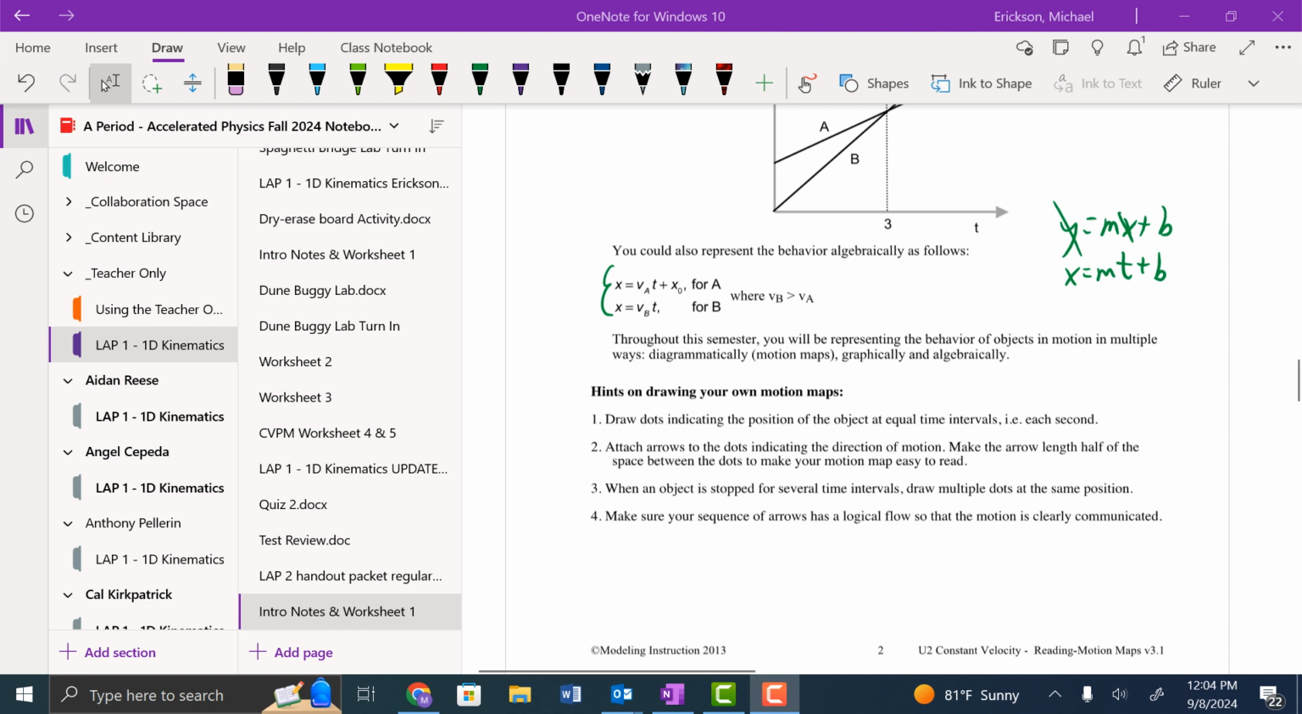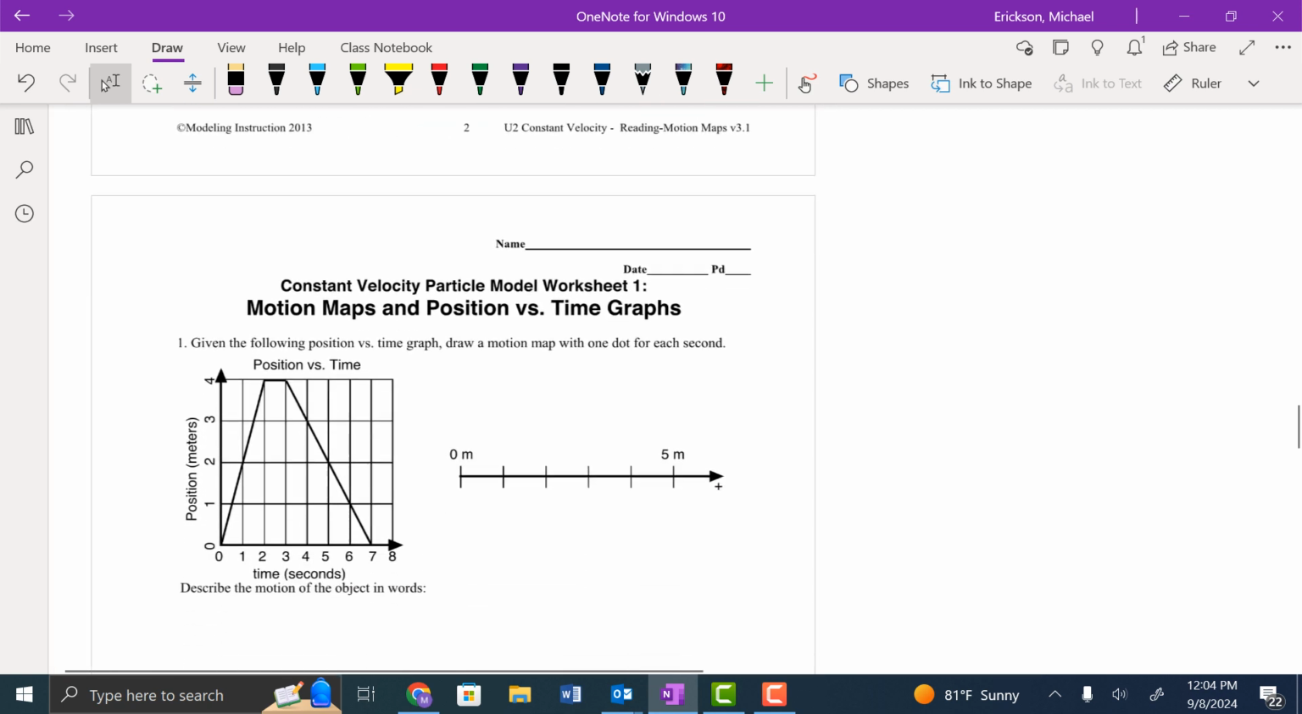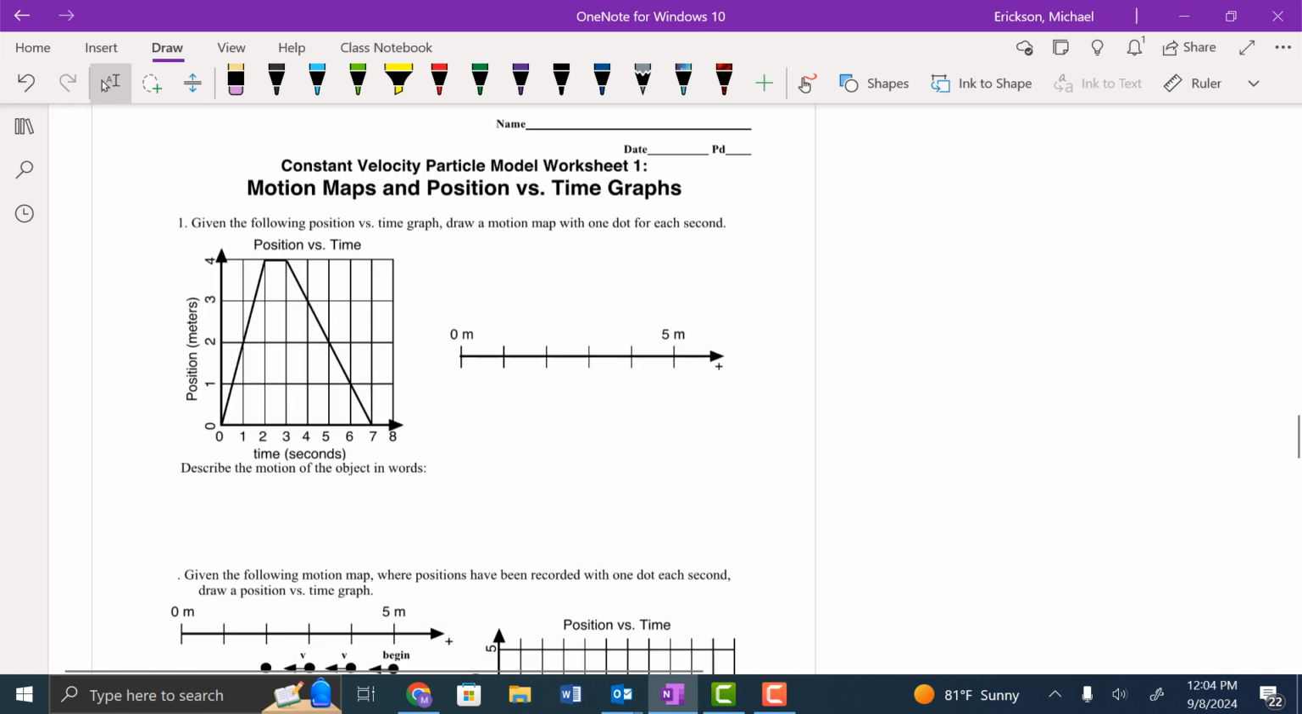So we're still in the intro notes in worksheet 1. Told you it'd be several videos. I think we're on the 4th video now. So now we're moving on and we're actually in worksheet 1. And in worksheet 1, we're given a position time graph. I'm going to work these first two and then I'm going to let you all do the next two on your own, and then we'll see where we go.